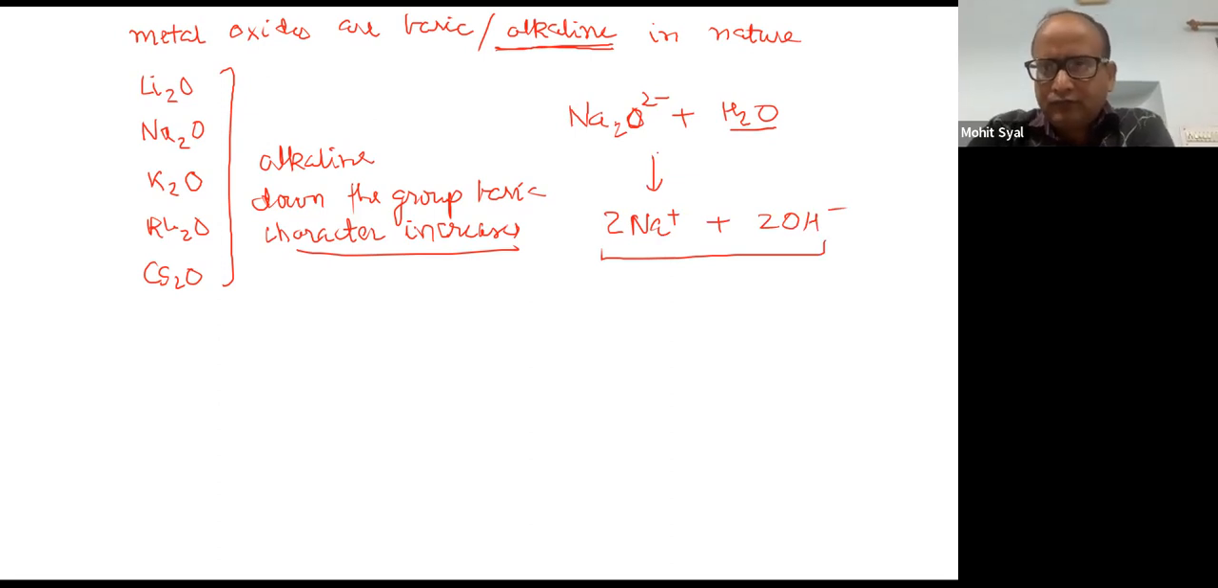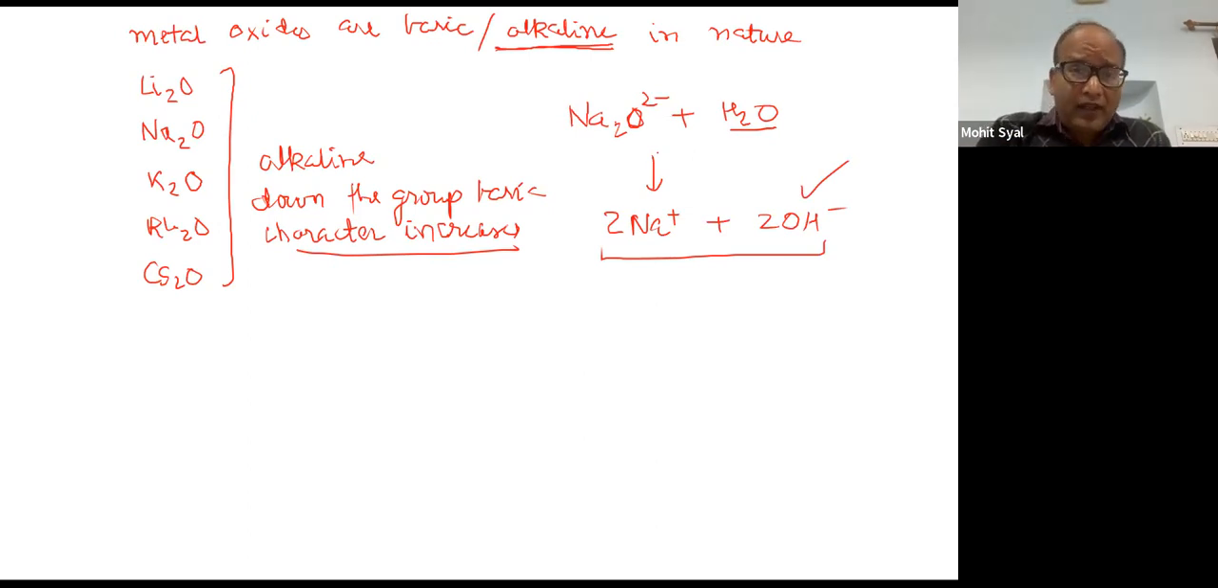We know that it is bitter in taste and soapy to touch. You might have studied these characteristics in your junior classes. Because it is giving OH-, the hydroxide ion, it is an alkaline substance, right?